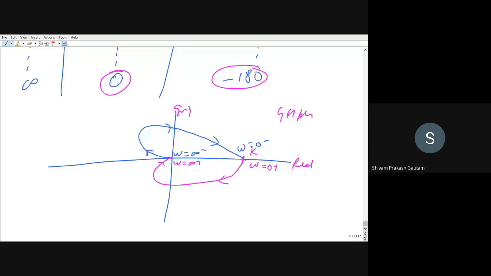Now suppose our point -1 plus j0 is here. Now see, there is no encirclement of this point. So N will be equal to 0, because there is no encirclement in this Nyquist plot which we see.